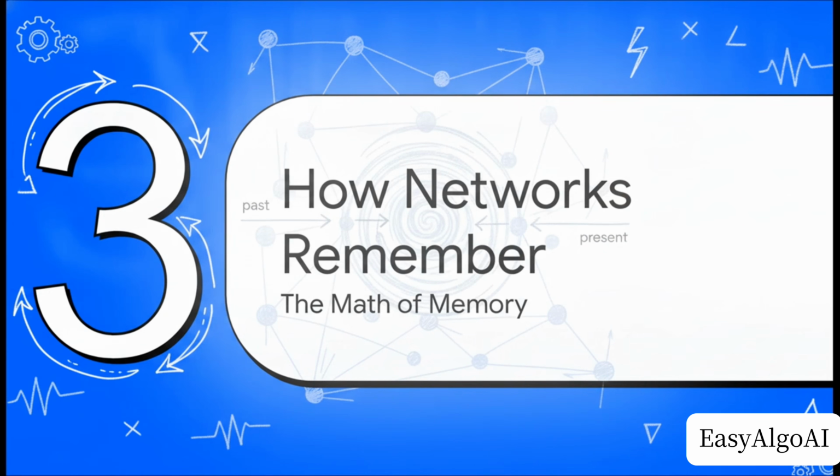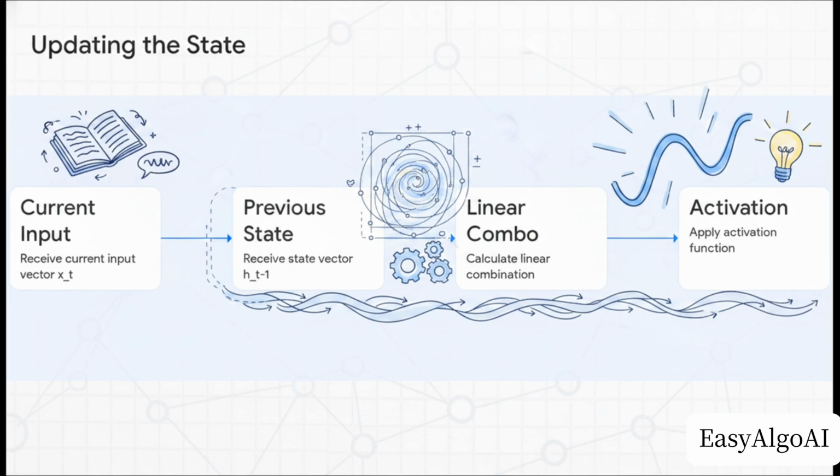Number 3, how the network remembers. So what is the actual math happening inside this continuous memory loop? How does it blend the past and present without just getting totally confused? It's actually a really specific mathematical dance. Every single unit in the recurrent layer gets two inputs at the exact same time, the current word it's reading right now, and the state vector from the previous time step.